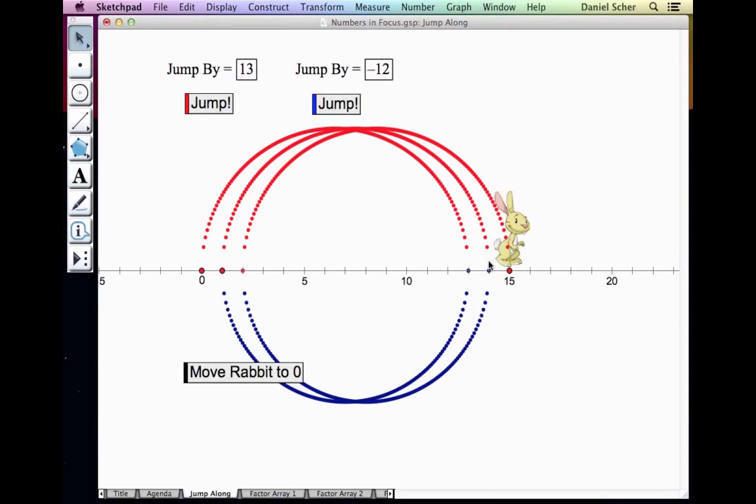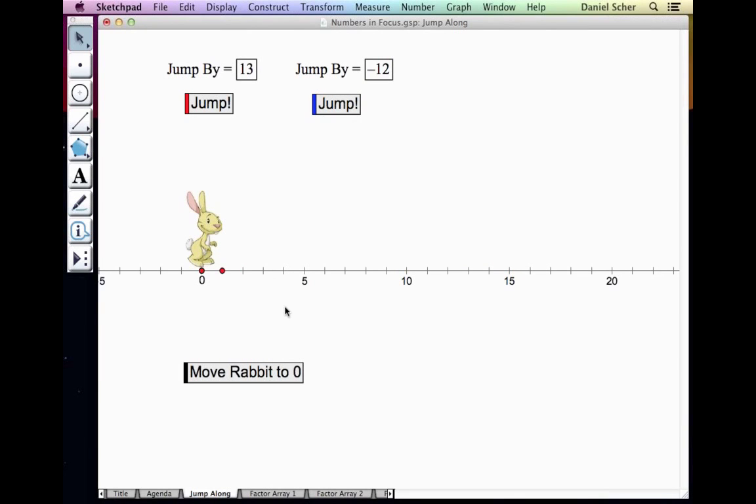I'm going to change jump by to 3 and our blue jump by to 5. And let's look at which numbers along the number line we can reach. Well, we can't reach 1 because these are both positive numbers. We can't reach 2. We can reach 3. We can't reach 4. We can reach 5, obviously. We can reach 6 as 2 jumps of 3. I don't see a way to reach 7, but let's look now what happens when we get to 8.